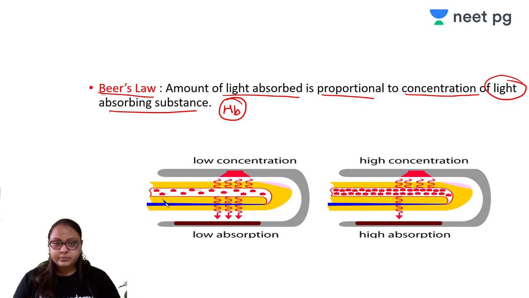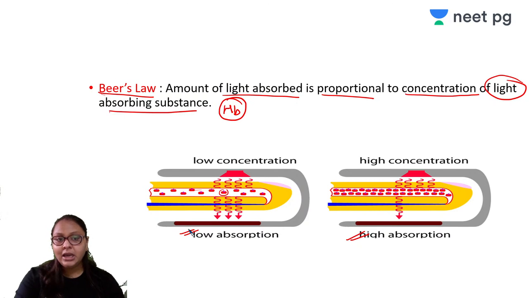So, here the pathway is the same. The thickness of both is the same. But here the hemoglobin is less. So, it has less of the light absorbing substance. Here the hemoglobin is more. So, it has a high light absorbing substance. So here it will be high absorption, here it will be low absorption. That is the Beer's law.